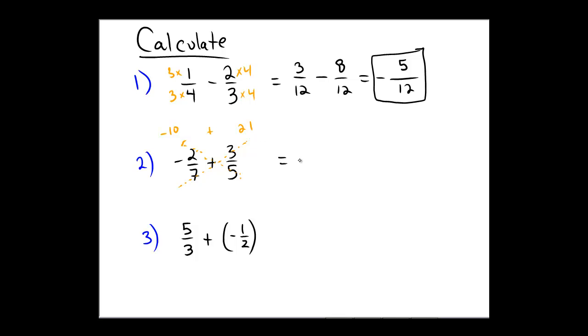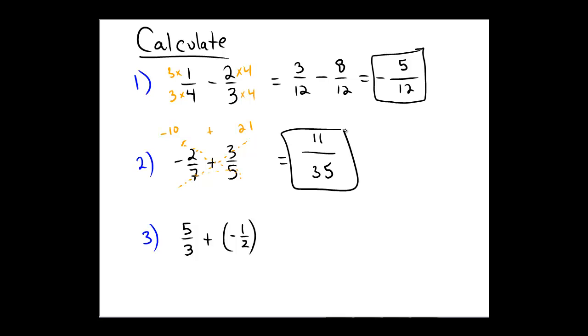Well, those are enemies, and it looks like the positive number 21 wins by 11, over 7 times 5, which is 35. So the final answer here would be 11 over 35.